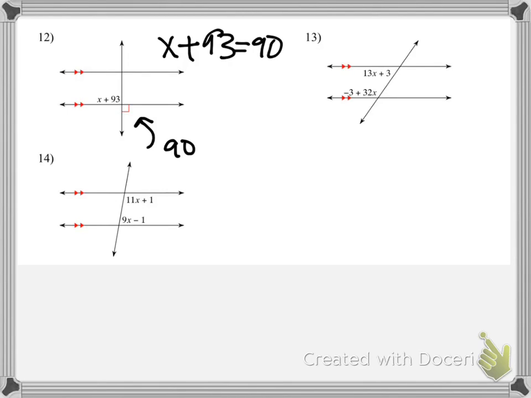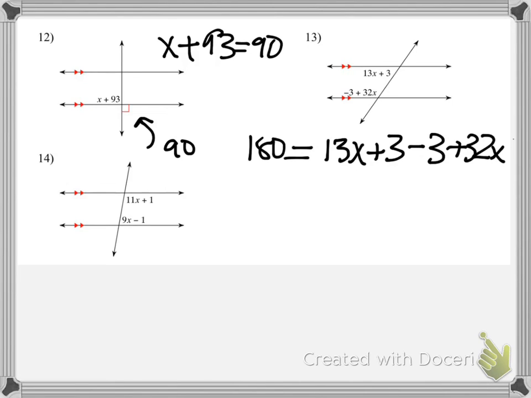Number 13 here, they're both inside the parallel lines. They're on the same side. So this is what we call same side interior or consecutive interior angles. These ones are actually supplementary. So if we want to solve for x, we would add them and set them equal to 180. So we would have 13x plus 3 and then minus 3 plus 32x. I ran out of room, so I'm going to put equals 180 over here on this side. Same thing, combine like terms, and that way we could solve for x.